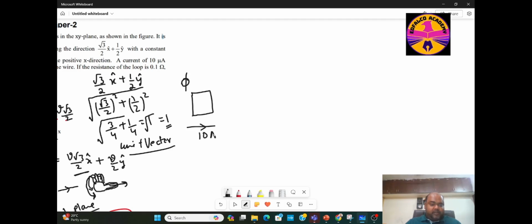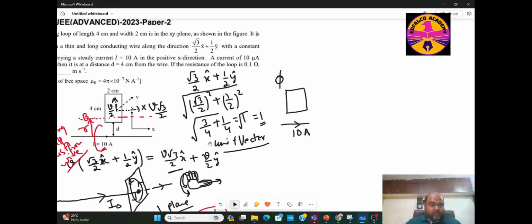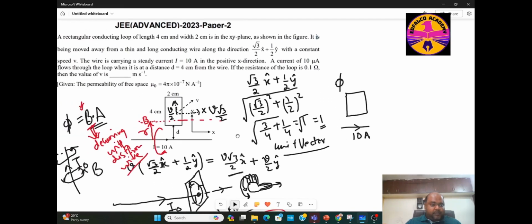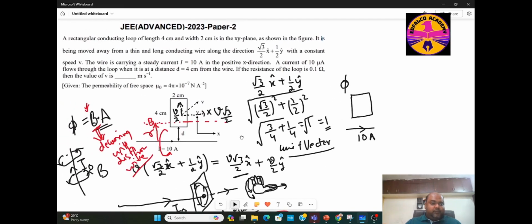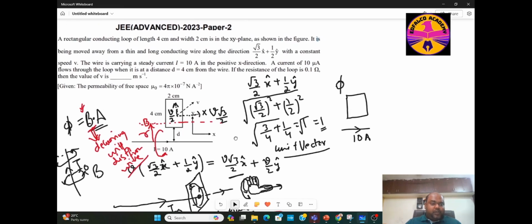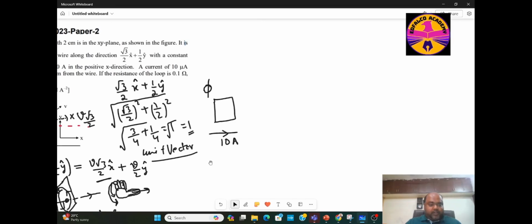So here, if you look at it, this is my loop and this is my wire, which is carrying 10 ampere current, right? There were certain things also that were given. Let's take a note of that also. It was given that the permeability mu naught is 4 pi into 10 to the power minus 7 Newton per ampere square. Okay, so that's noted.